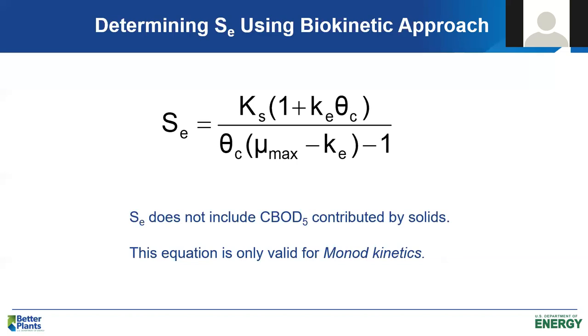This relationship has been derived based on Monod kinetics. Monod, in about 1950, made the assumption that the specific growth rate of the biomass, or the specific substrate utilization rate, can be mathematically described in the same way that an enzyme-catalyzed reaction can be described. And so we still base our biokinetic design on what Monod did 70 years ago.